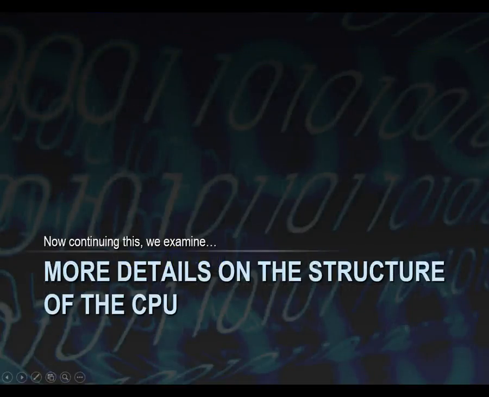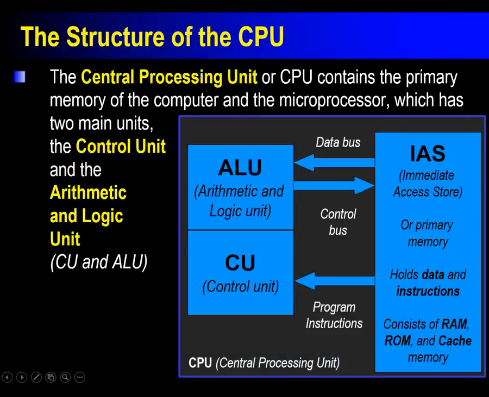A little more detail. So now let's increase this diagram out to here. We have our ALU and our CU, arithmetic logic unit and control unit. Data is being bused back and forth. Over here, this is memory, but let's get a little more specific about what we can call it. We can call it the immediate access storage of memory. In other words, this is memory that you can get at immediately. So when you need memory, I'm right here for you.